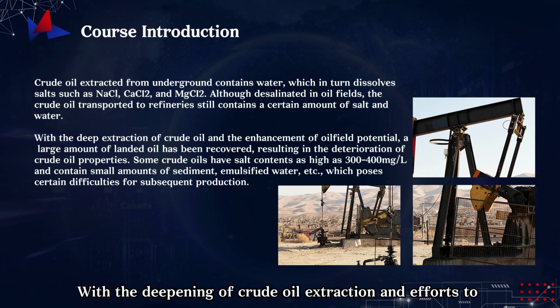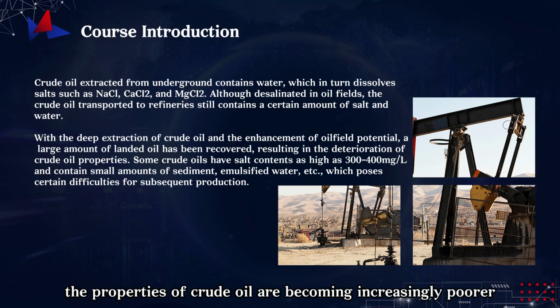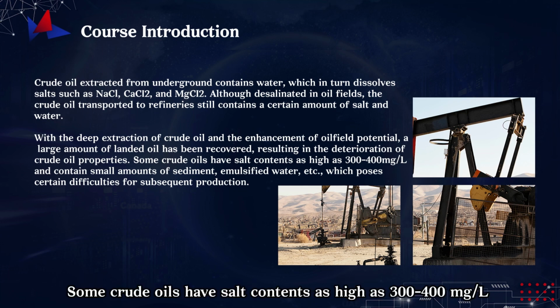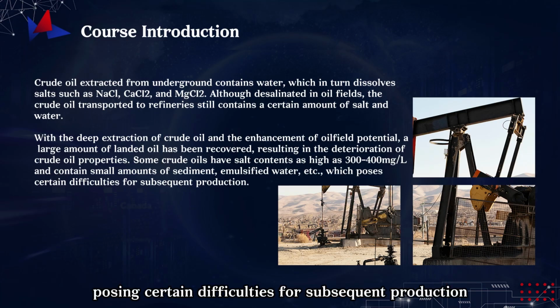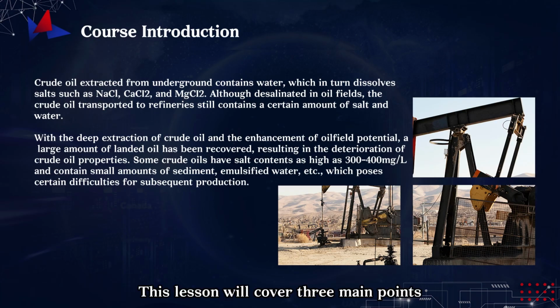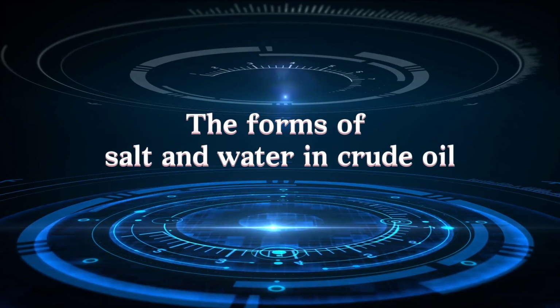With the deepening of crude oil extraction and efforts to enhance oil recovery, the properties of crude oil are becoming increasingly poorer. Some crude oils have salt contents as high as 300 to 400 mg per liter and contain small amounts of sediment, emulsified water, etc., posing certain difficulties for subsequent production. This lesson will cover three main points. First, the forms of salt and water in crude oil.